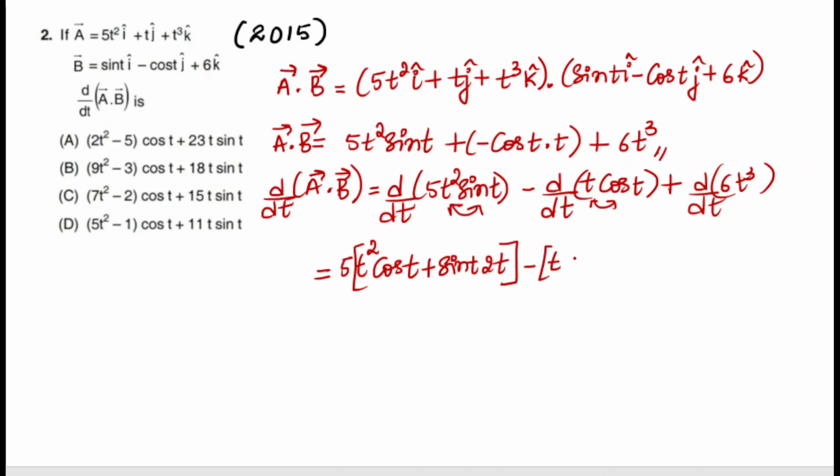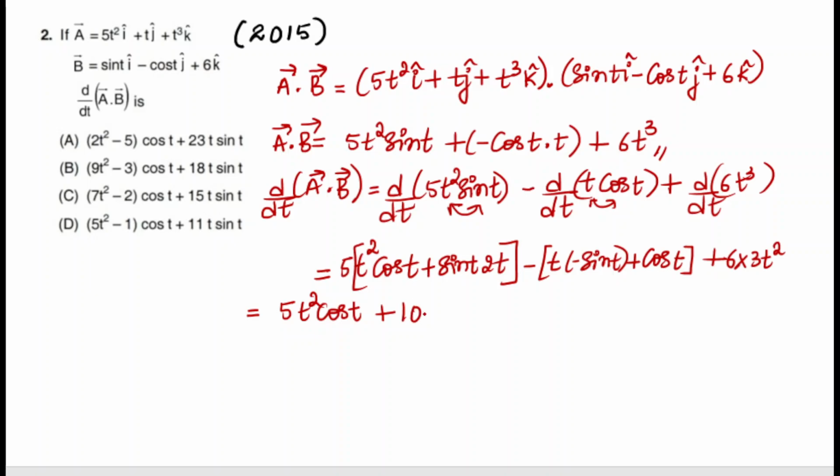Once I'll keep the t as it is, differentiation of cos t is minus sine t, plus cos t I'm going to keep as it is. Differentiation of t is 1. Plus differentiation of t cube, that we have a 6 prior only, it will be 6 into 3 times t square. Now on solving this, it is 5 times t square cos t plus 5 2s are 10 times t into sine t, minus of minus plus t times sine t minus cos t, right, plus 6 3s are 18 times t square.